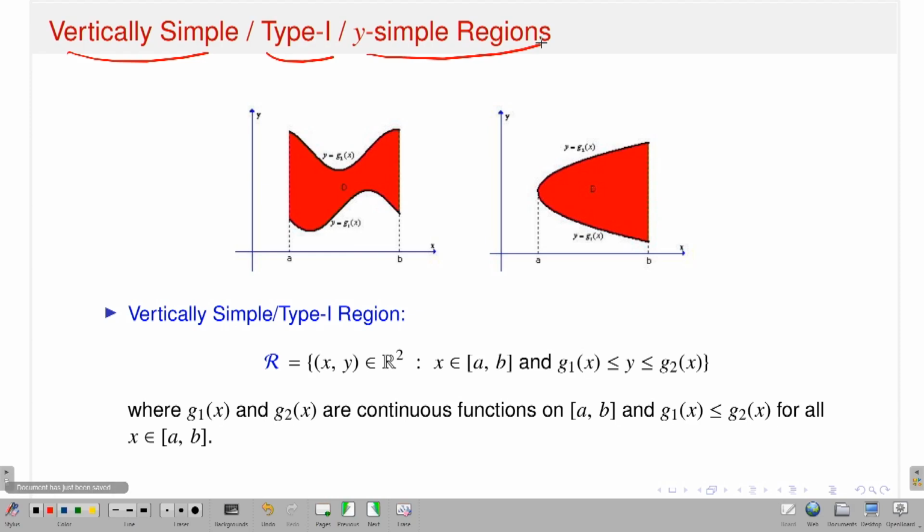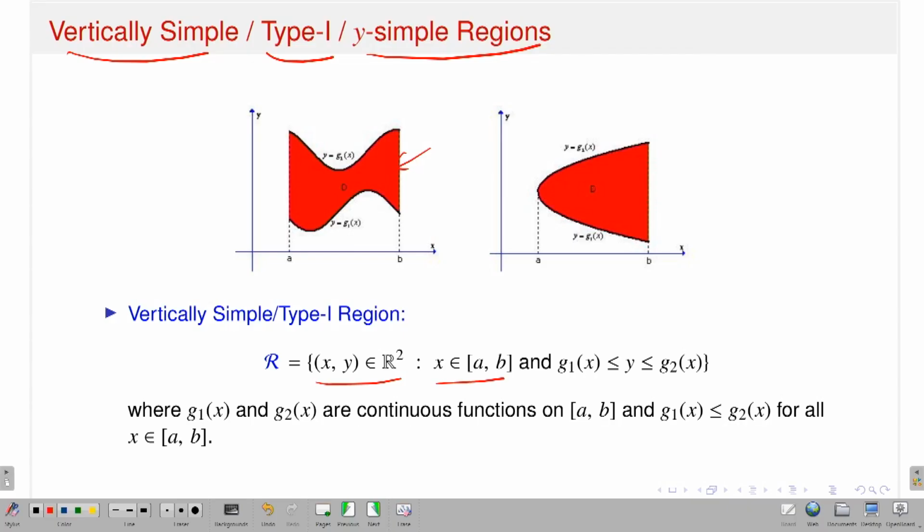The region should be like that. This orange color is the region I have. I am saying that this is vertically simple. Vertically simple means what? You see, I have written that it is a region, of course sitting as a subset of R2, but now it has some special properties.